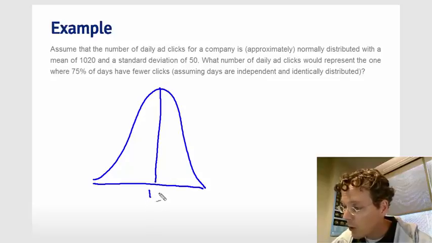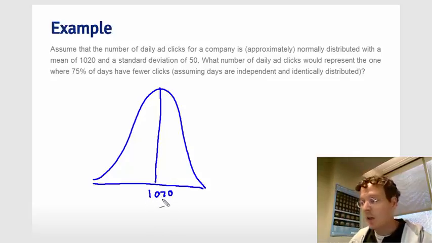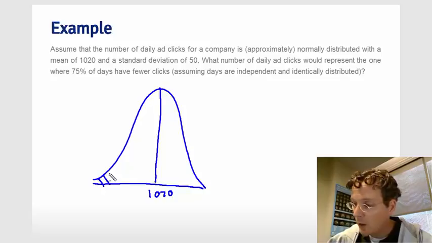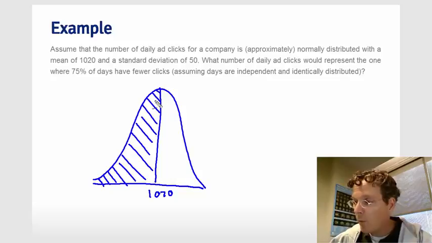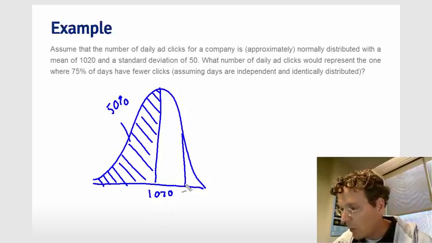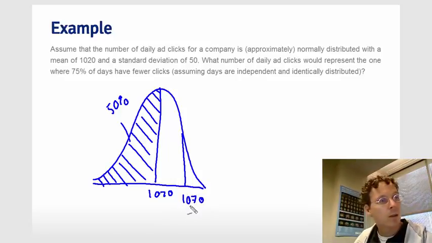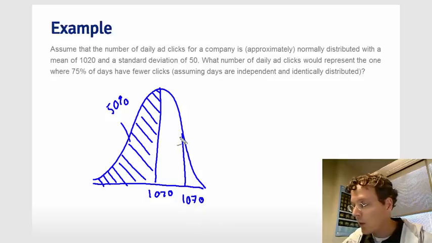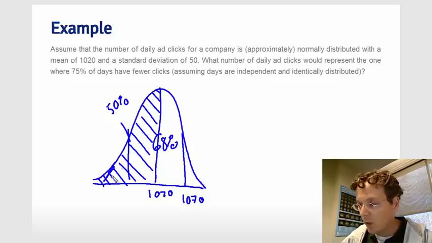Here's our normal distribution with 1,020. Because 1,020 is both the mean and the median of this specific normal distribution, we know that that point is the point where about 50% lie below it. So whatever number we get, it has to be above 1,020. Also consider one standard deviation above the mean, 1,070. Recall that between one standard deviation on either side, that was 68%. Well, that leaves out this little tail right here.